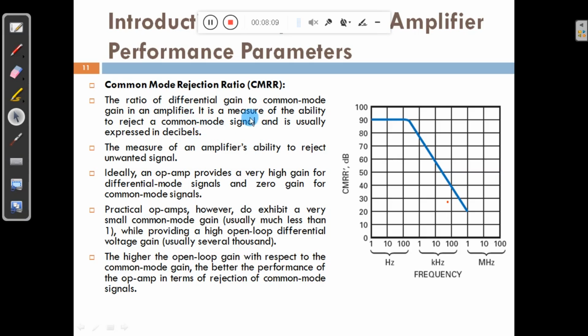Fourth one is the common mode rejection ratio. The ratio of the differential gain to the common mode gain in an amplifier is called the common mode rejection ratio. So common mode rejection ratio indicates the ability of the amplifier, how it will reject the common mode signal.